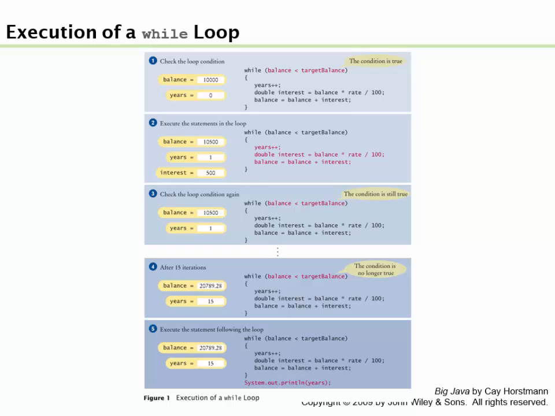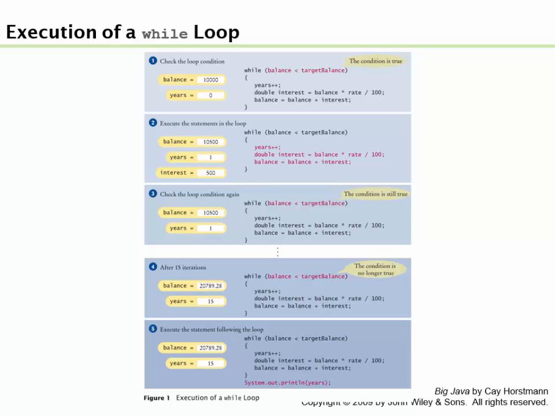Here we go up and test the balance. Is $10,500 less than the target balance? The answer is, yeah, that's still right. So we add 1 to years. We test the conditional, and then we'll keep going until we get to year 15.